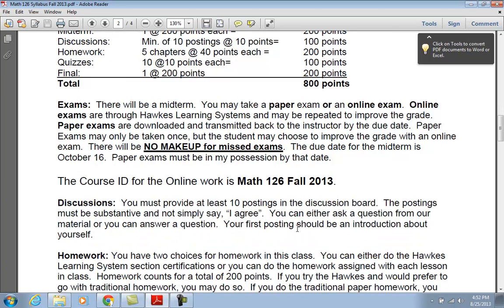Exams, there will be a midterm. You may take a paper exam or an online exam. Online exams are through a Hawkes Learning System and may be repeated to improve your grade. That's the benefit of the online. However, they don't get partial credit.